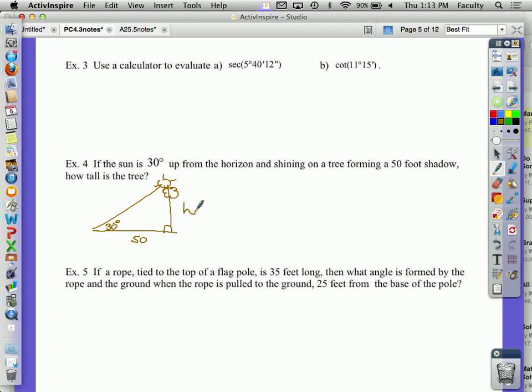So, since we just watched Getting Triggy with it, SOHCAHTOA, from 30 degrees I have the opposite over the adjacent, so what trig function is that? Tangent, right? So this is going to be tangent 30 degrees equals h over 50. In order to solve this, you're going to multiply both sides by 50.